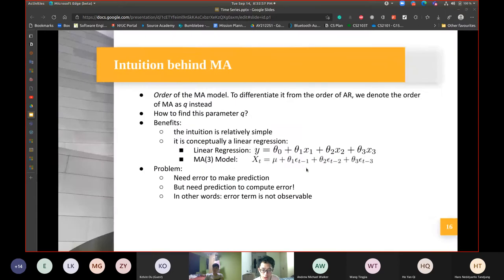But that doesn't have to be the case. You can actually make use of more than one error values. And similar to auto-regression, we call this the order, the order of the moving average model. But instead of calling it P, we're going to call it Q, to differentiate it from the auto-regressive case. Once again, it is conceptually a matter of linear regression, because the only difference now is that the input would be errors instead of past data values. So they are past prediction errors instead of past data values. That is the difference.